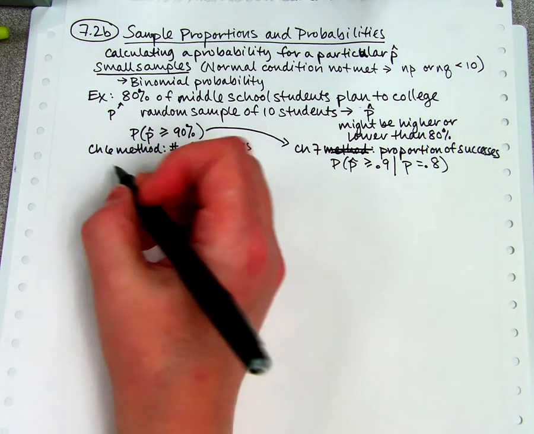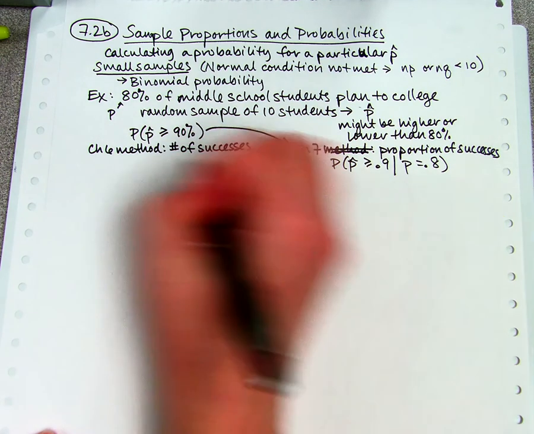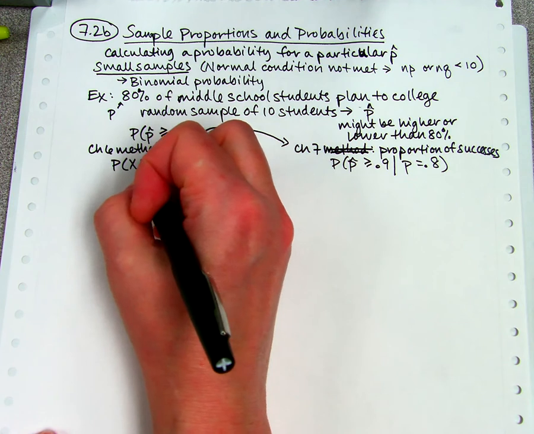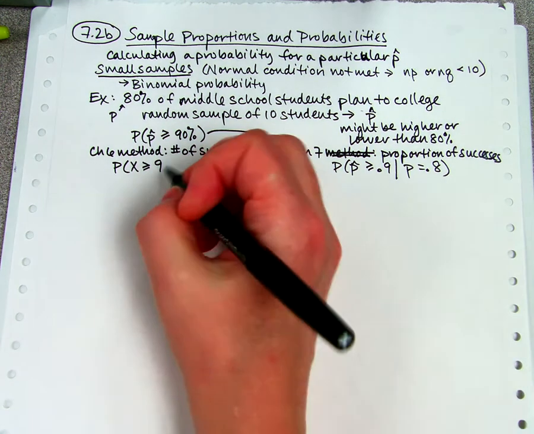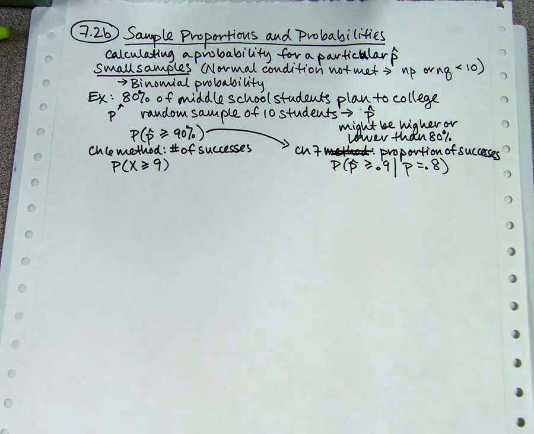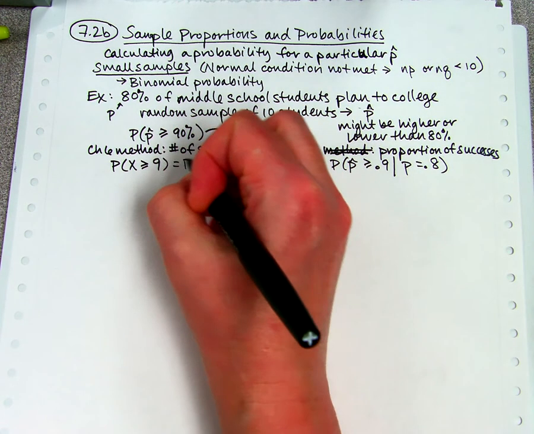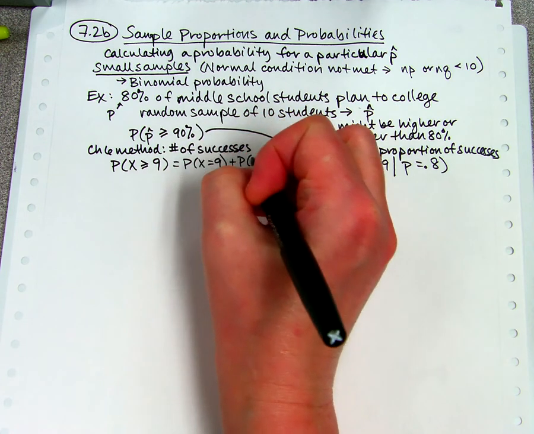But what I can do is I can use what we learned in chapter 6. I can say this is the same as the probability of x being greater than or equal to 9. And remember, x is the number of successes. So I'm talking about out of those 10 students, the probability that 9 or 10 of them say yes. That's the same as the probability of x equals 9 plus the probability of x equals 10.